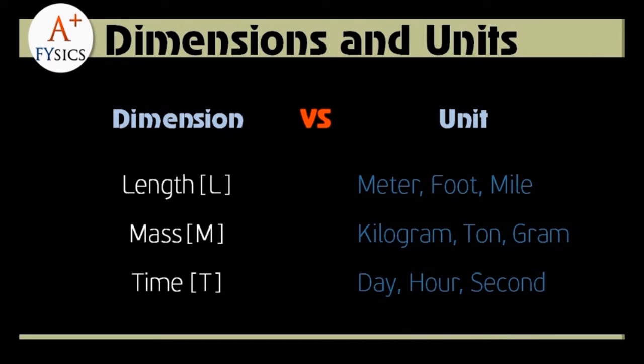These 3 dimensions, in addition to 4 other dimensions, cannot be written in terms of other dimensions, meaning that they are independent from each other. That's why they are called dimensions. For example, you can't write your length in terms of mass or time. You can't say I'm 2 seconds tall or 2 kilograms tall. You could only say I'm 2 meters tall or 5 feet tall, etc.